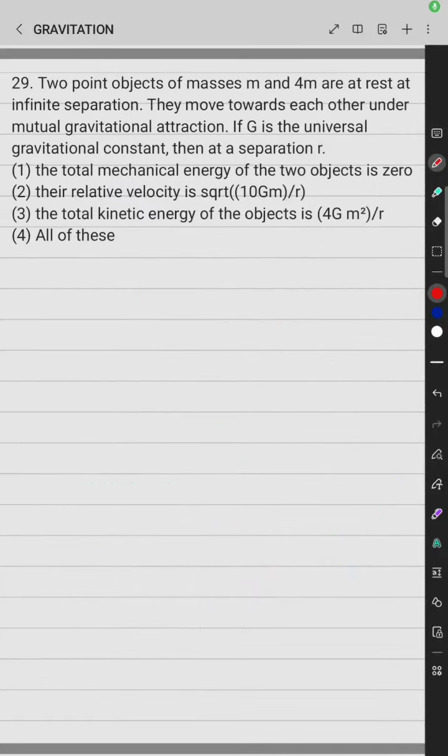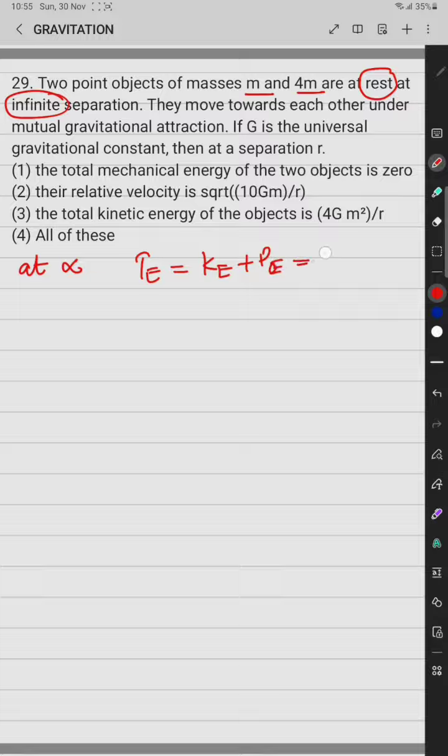In this given condition, two point objects of mass m and 4m are initially at rest, and the separation is infinite. So at infinity, the total energy of the system is kinetic plus potential. We know the kinetic energy is 0 and the potential energy is 0, that's why the total energy is also 0. So the total mechanical energy of the two objects is 0. The first option is correct.